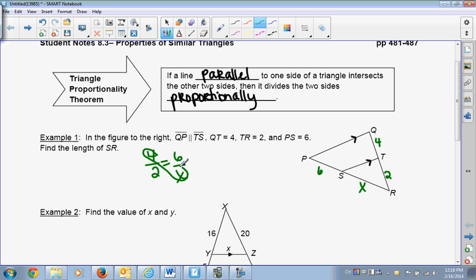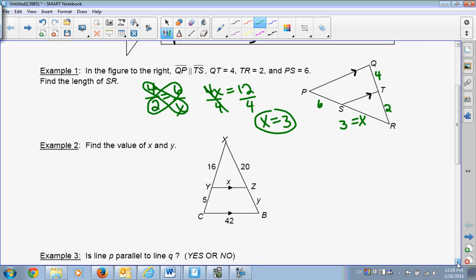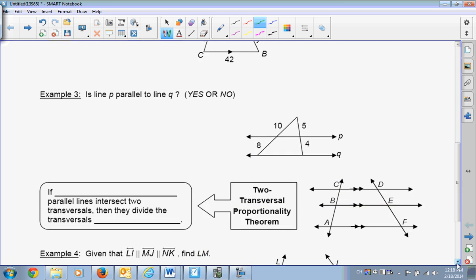So let's go ahead and solve our proportion. 4 times X is 4X. 2 times 6 is 12. Divide by 4, and X is 3. You probably could have been able to tell that just by knowing that half of 4 is 2 and half of 6 is 3. Okay, we're gonna do number 2 together in class.